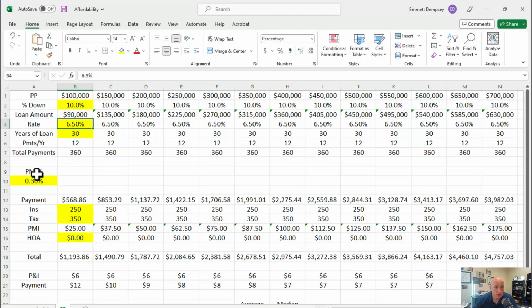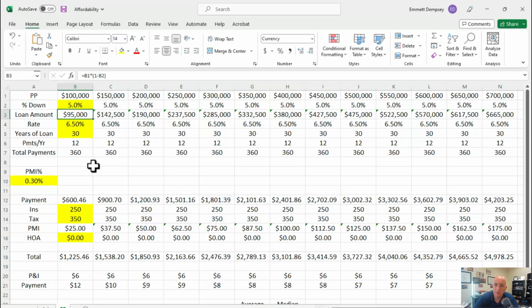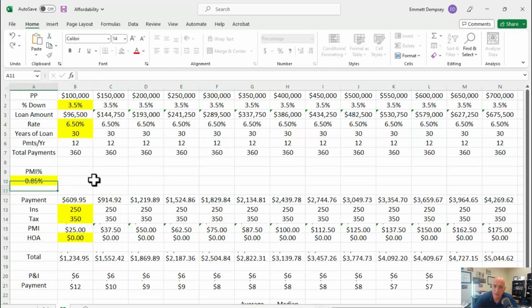PMI is private mortgage insurance. That's for a conventional loan. Obviously, for an FHA loan, it's fixed, usually at 0.85. For most loans out there, like I said, this is just a rough estimate. So if we do say 5% down, or heck, even 3.5% down FHA, then you just change this to 0.0085.